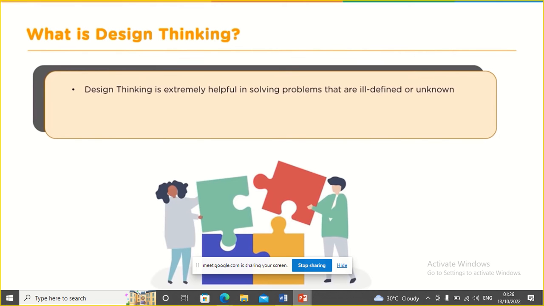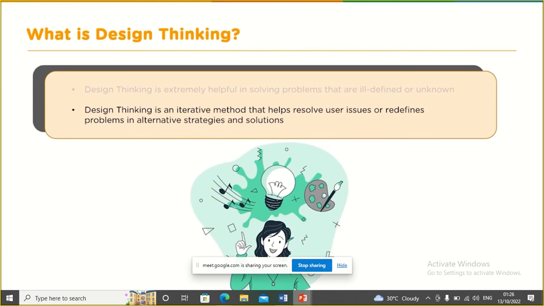So actually, design thinking is extremely helpful in solving problems that are ill-defined, even ones unknown to the customers. Though the customers or end users do not know clearly about their needs, design thinking professionals apply this iterative method that helps resolve user issues or redefines the problems with alternative strategies and solutions.